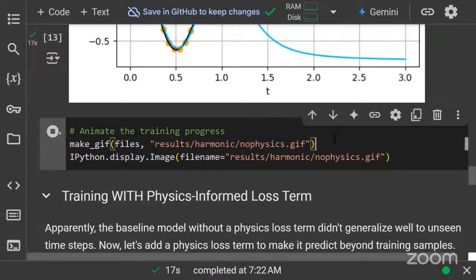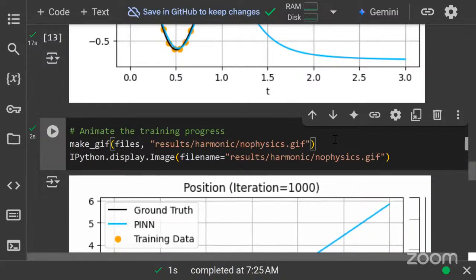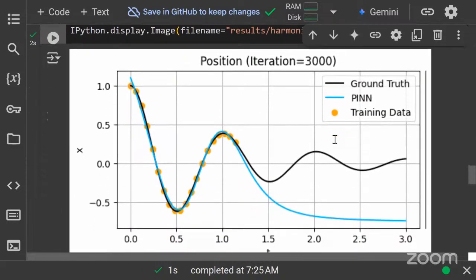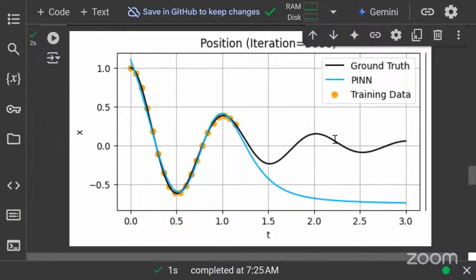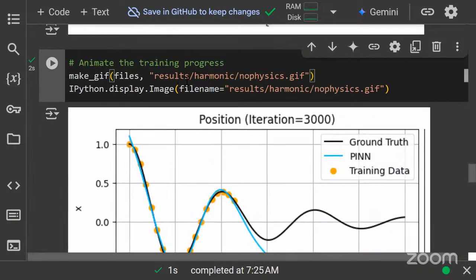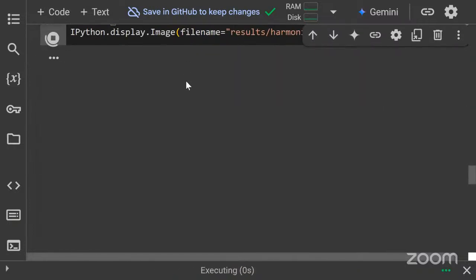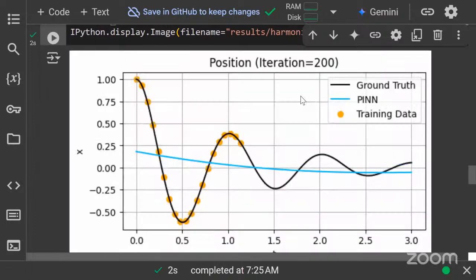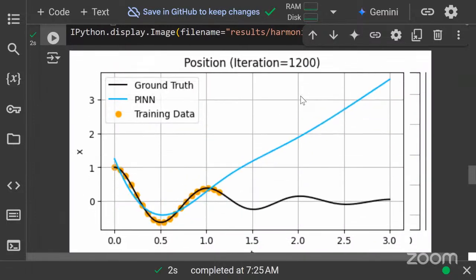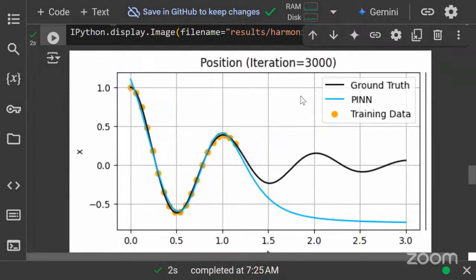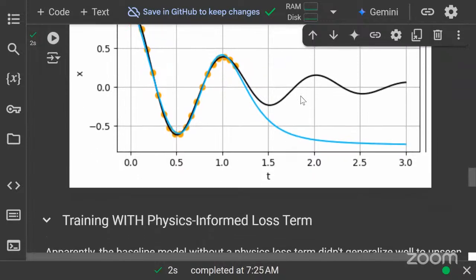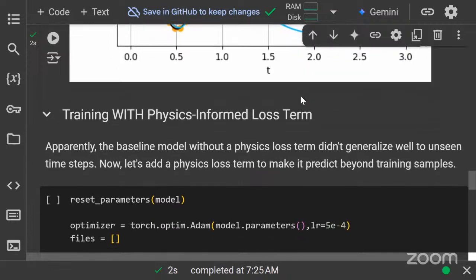By the way, actually a lot of the training code is devoted to generating this animation. That's why the for loop is a little longer. So you see the crazy thing that the neural network is doing.